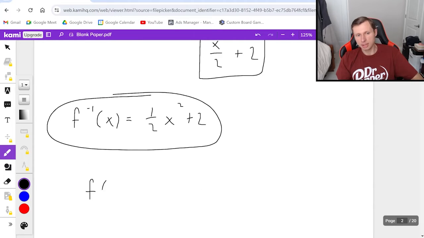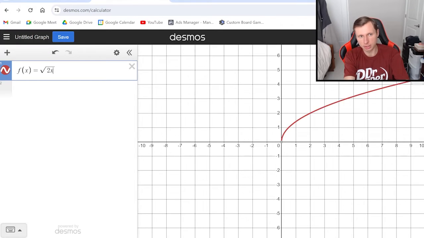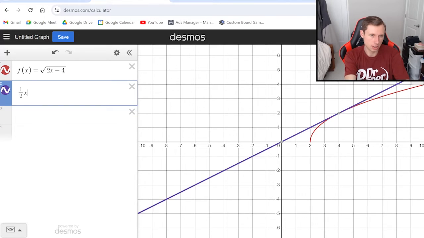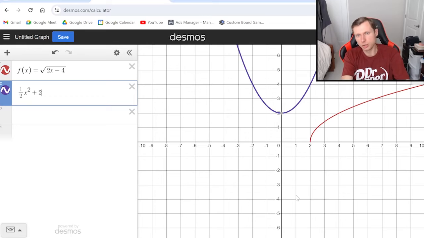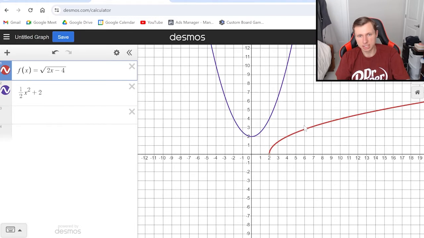One more time, here's what the original function looked like. Square root of 2x minus 4. And if I were to graph this in Desmos to show you what both functions looked like, square root of 2x minus 4 here, and then the inverse, which we said was 1/2 x squared plus 2. It's gonna look like this. Let me zoom out a bit so you can see it well.